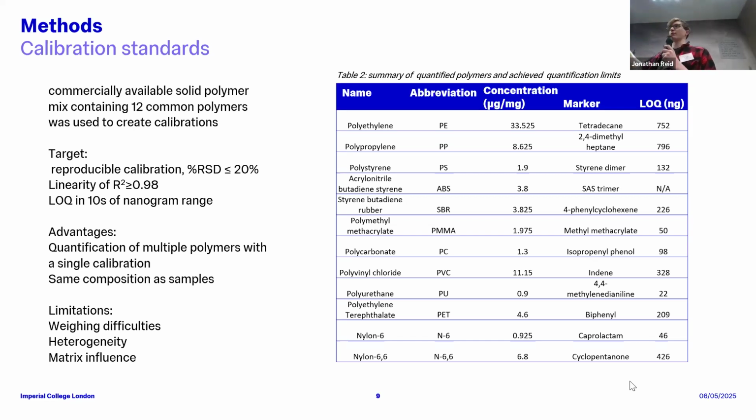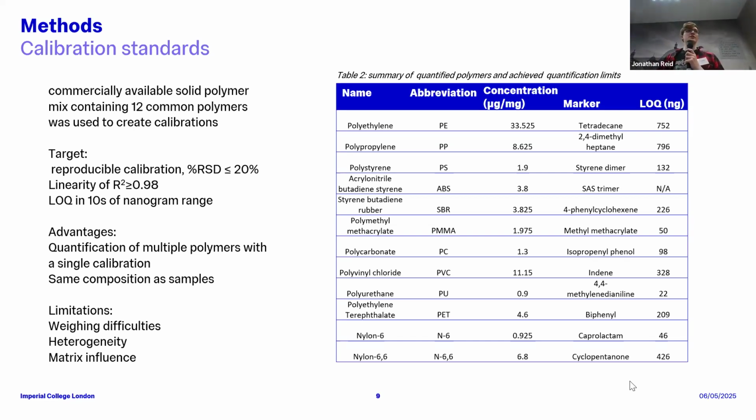And then the successful limits of quantification that I've managed to achieve by various techniques of milling and diluting the sample down. My target was to get reproducible calibration using this mix at low concentrations, so being able to quantify down to the tens of nanograms range. I wanted to achieve a linearity of R squared 0.98, which is a bit of a tall ask, and I was slightly successful in some areas, less successful in others.